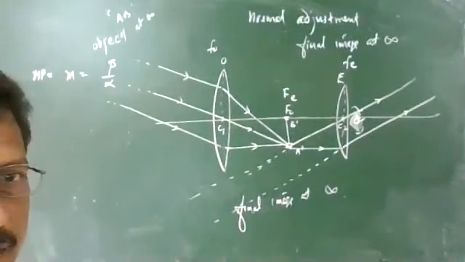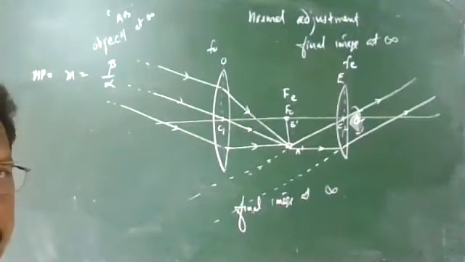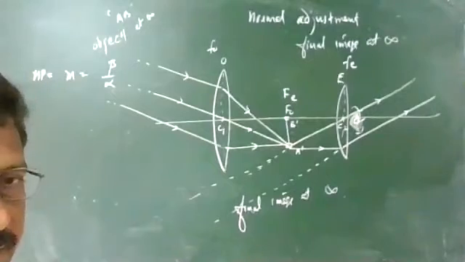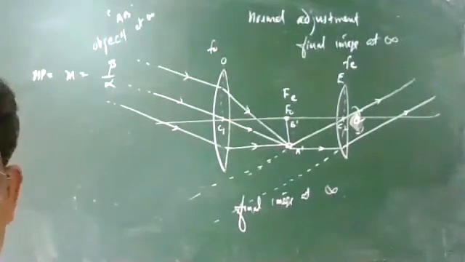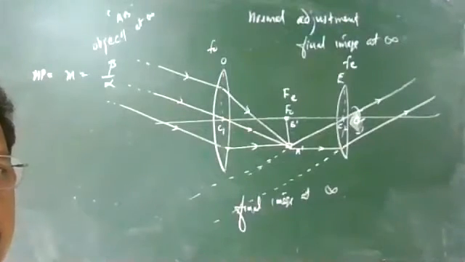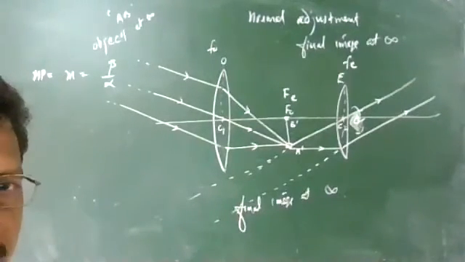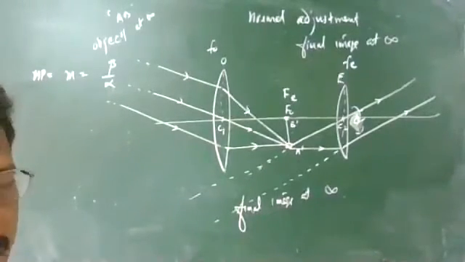It is the angle subtended by the final image to the angle subtended by the object. But the definition has to be more specific. Beta is the angle made by the image at the eye and alpha is the angle made by the object. Beta, image angle; alpha, object angle. Here both are at infinity. So the magnifying power of an astronomical telescope in normal adjustment is defined as the angle subtended at the eye by the final image to the angle subtended by the object at the eye when both are at infinite distance.